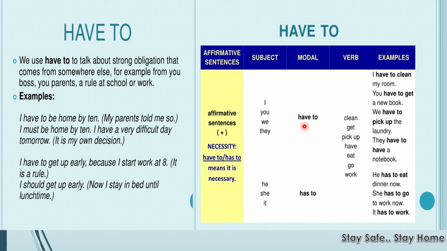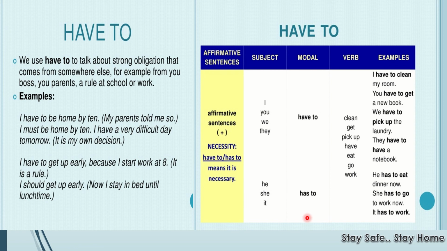Now, have to, focus on this, guys. Have to goes with the plural. Have to goes with the plural nouns and those four pronouns I, you, we, they. Has to is used with the singular nouns, and those three pronouns he, she, and it.